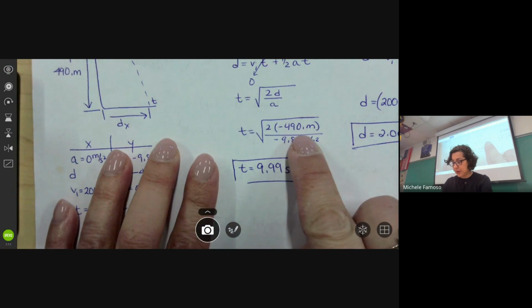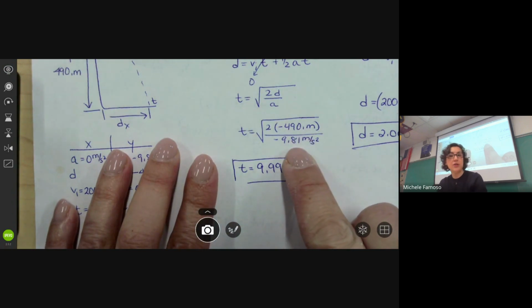I do have a question. Yeah, I am. So for number 1, I did 10 seconds. No, because we know that the displacement had 3 sig figs, and so does the acceleration of gravity. 10 does not have 3 sig figs. Yep. Go over 1A. Sure.